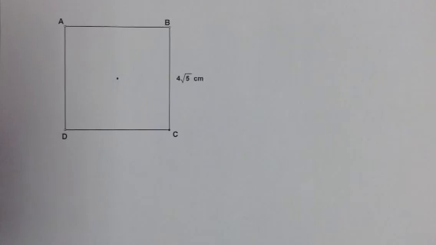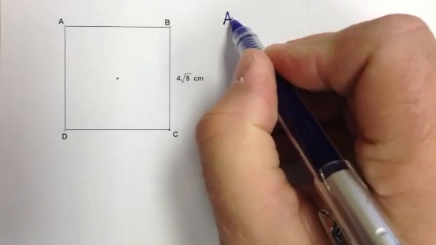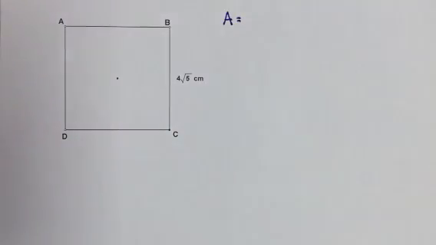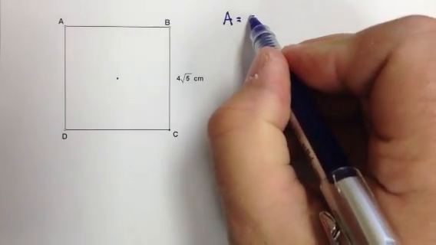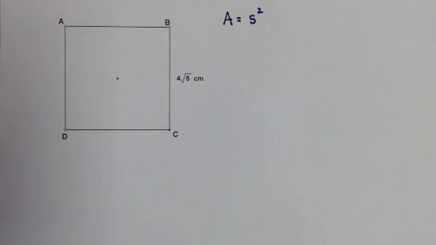Alright, so the first thing in Chapter 11 that we're going to talk about is finding the area and the perimeter of a square. And the area formula is the length of the side of the square squared, or S squared. Yes, that is an S. That's not a 5. I know that could be hard to tell when I write, but that is an S.